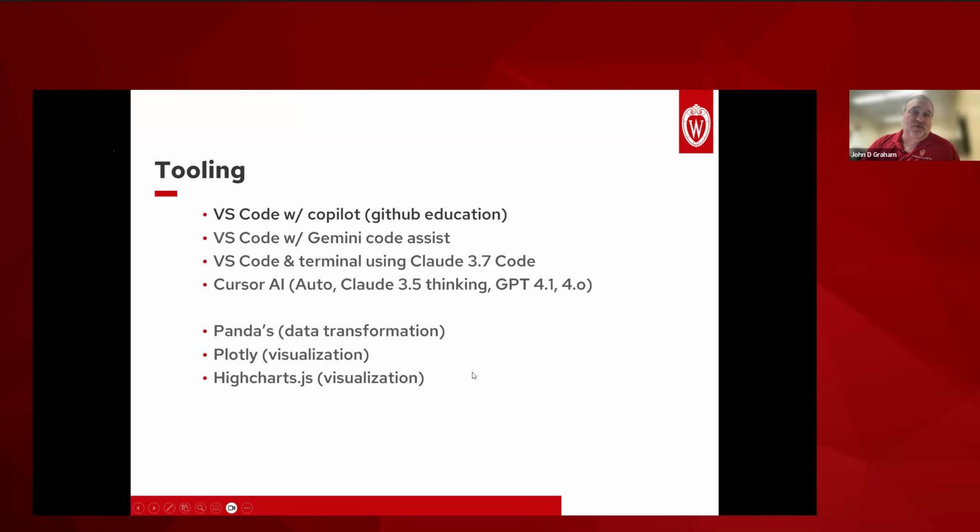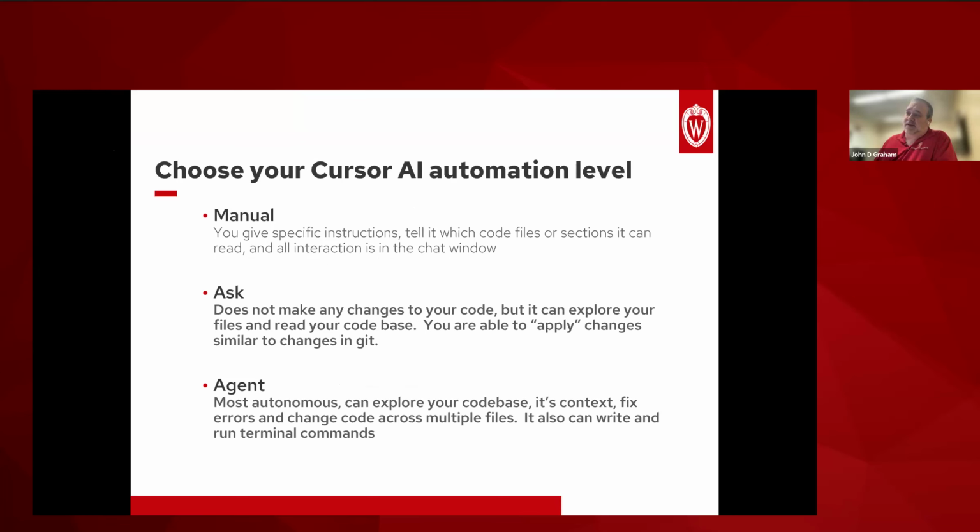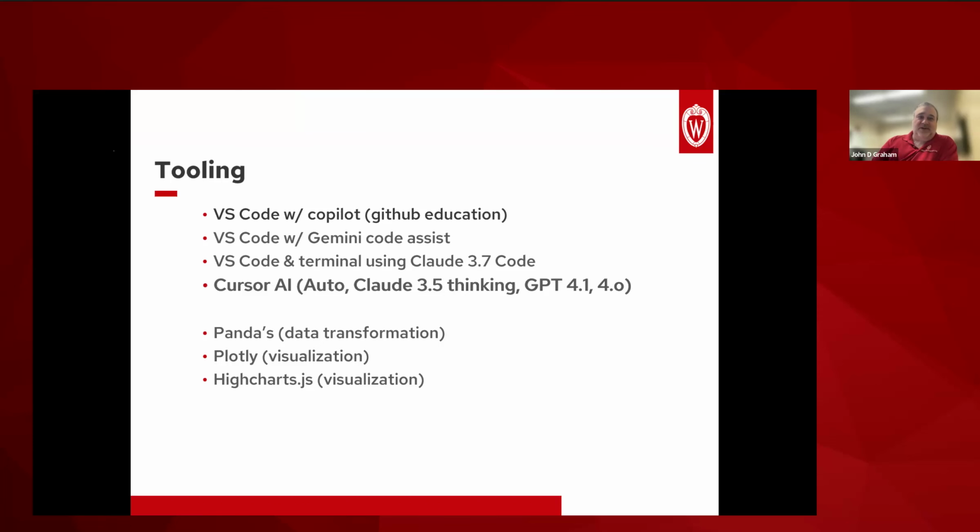In the demo, what I'm doing is a data transformation on some data to prepare it for a visualization tool. And so I'm using pandas with Python. For some of the visualization tools, I've used Plotly. And in today's example, I'm using Highcharts JS, which is one that you can get an education license on a yearly basis. So on the next slide, we just highlight that this example is Cursor AI.